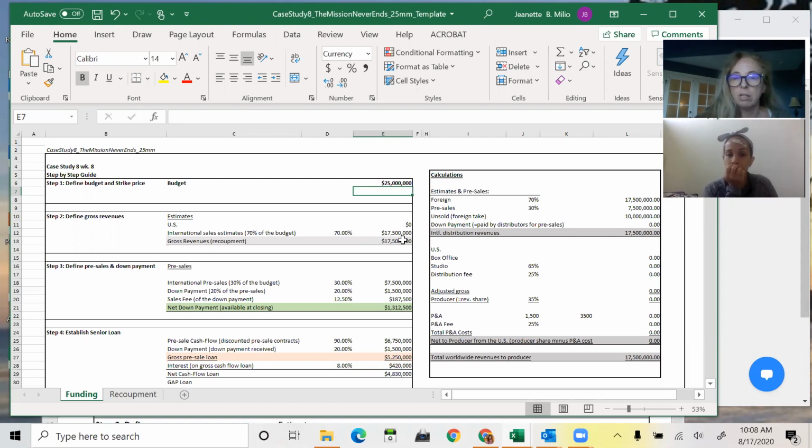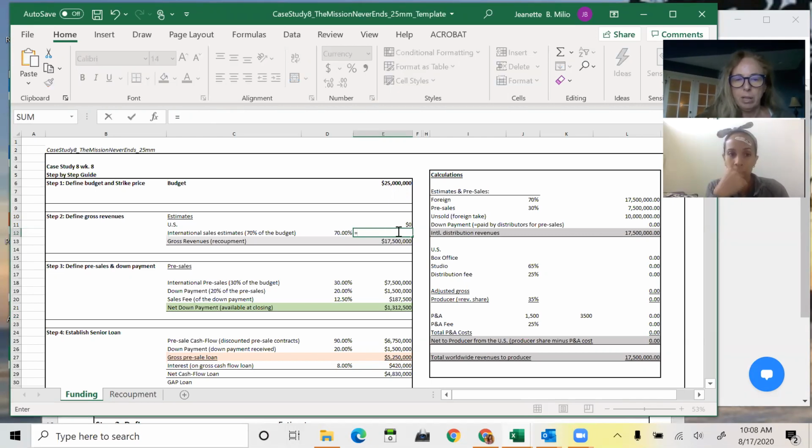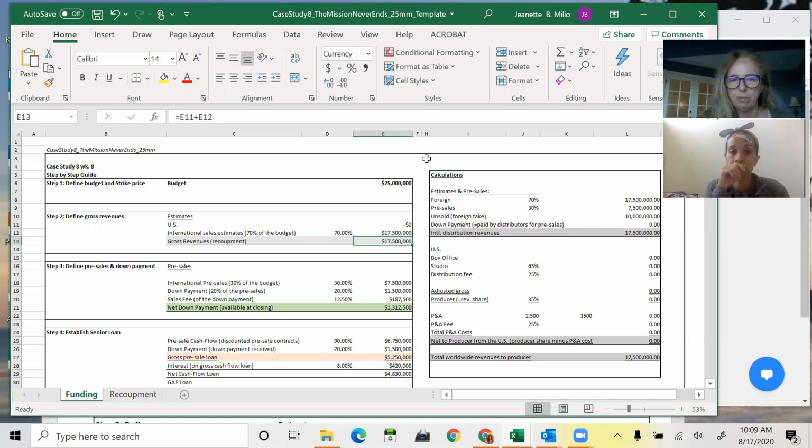We're clear so far? Yes, you can stop me when I go too fast. Okay, here's where we are. You can see my cursor moving. I can see. How did you get that 17 million? So let's start from scratch. Here's how you get that. The case study says 70% of your budget is going to be your international sales estimates. So all I'm doing is taking 70% of $25 million. I click enter, and that's how I get to the 17.5.